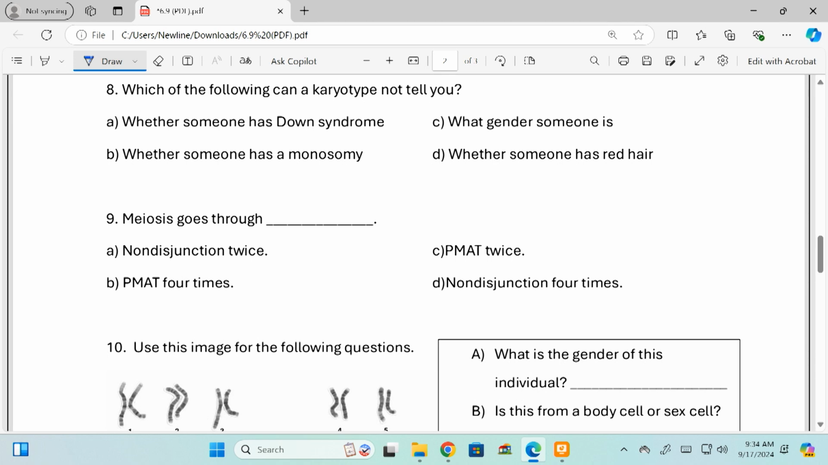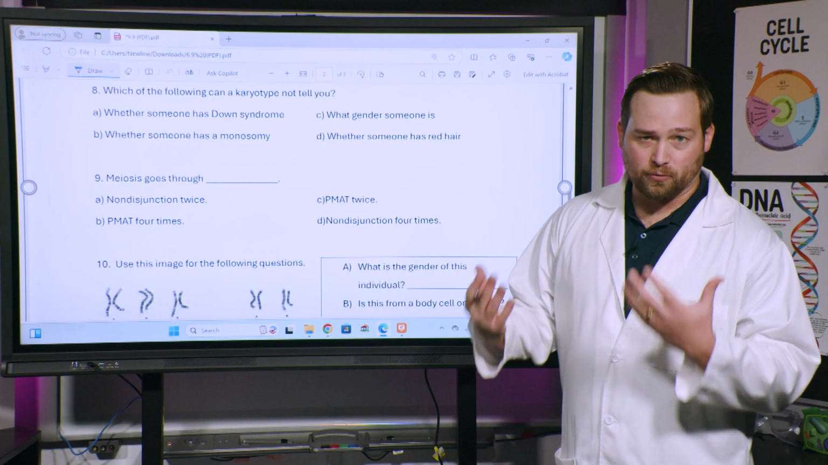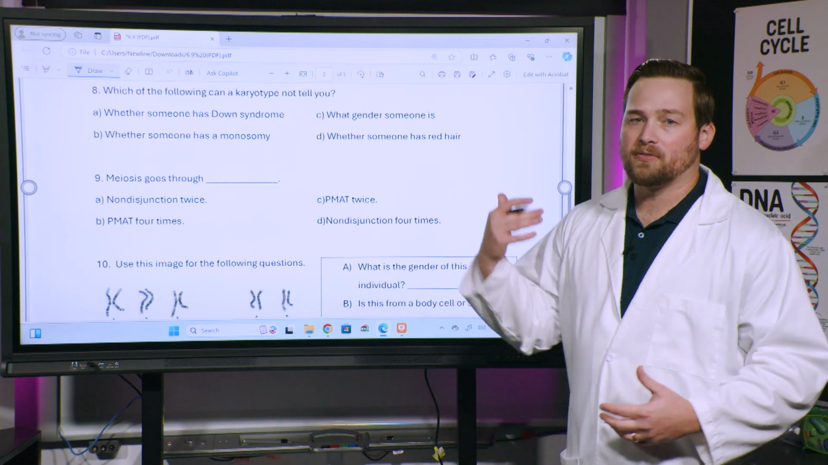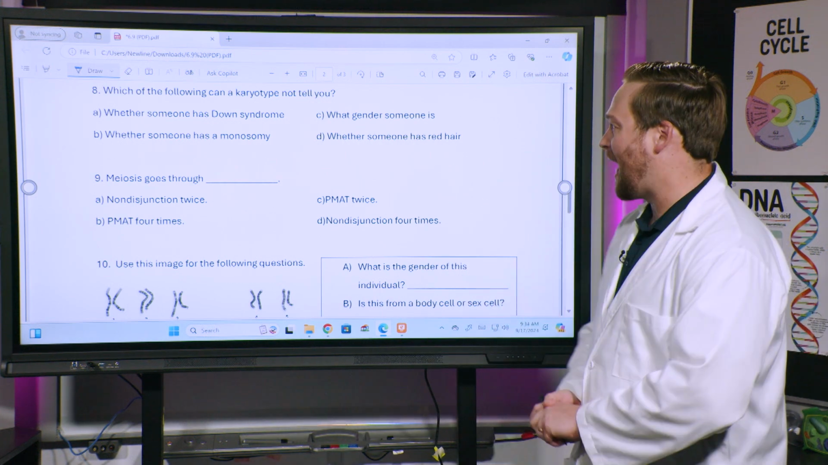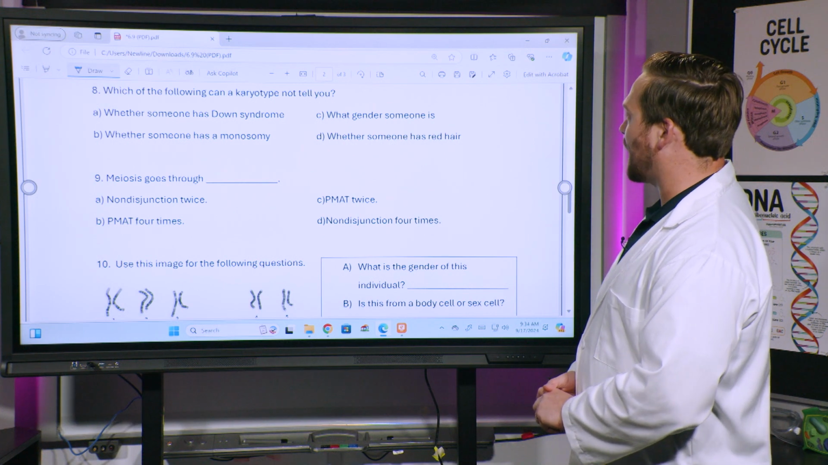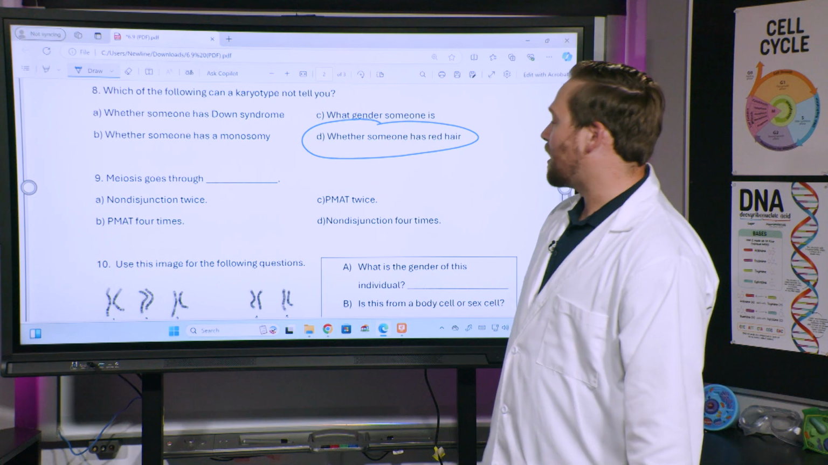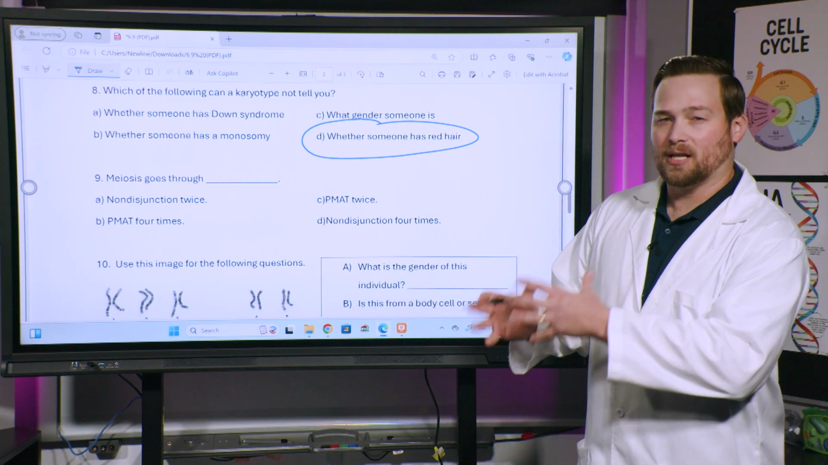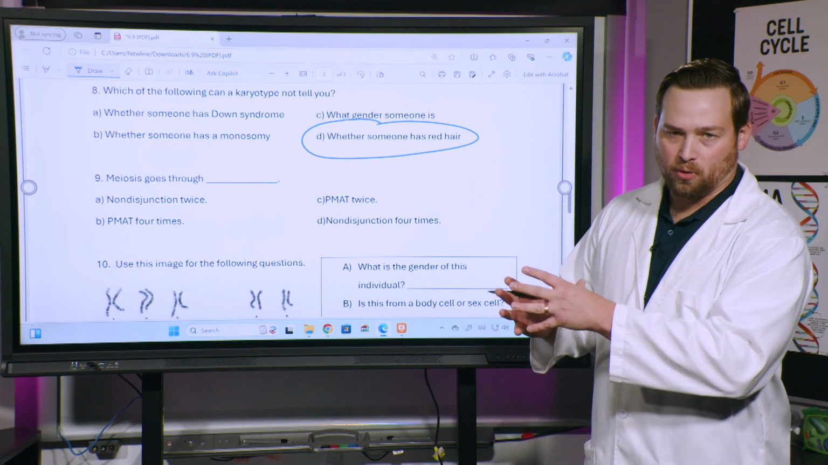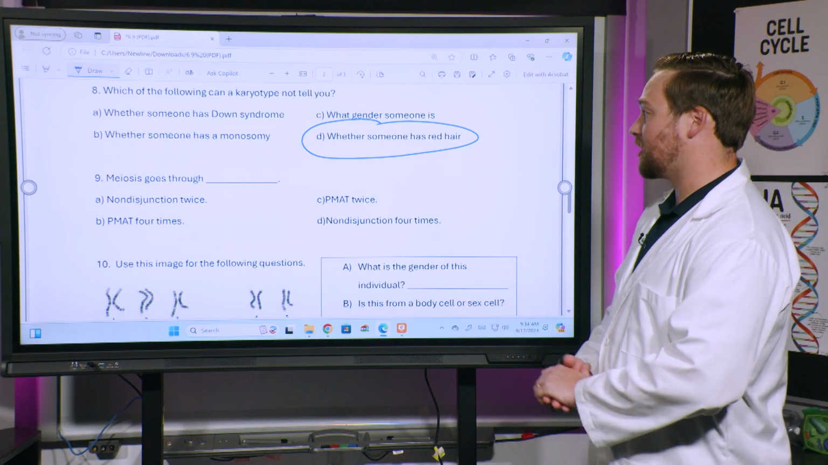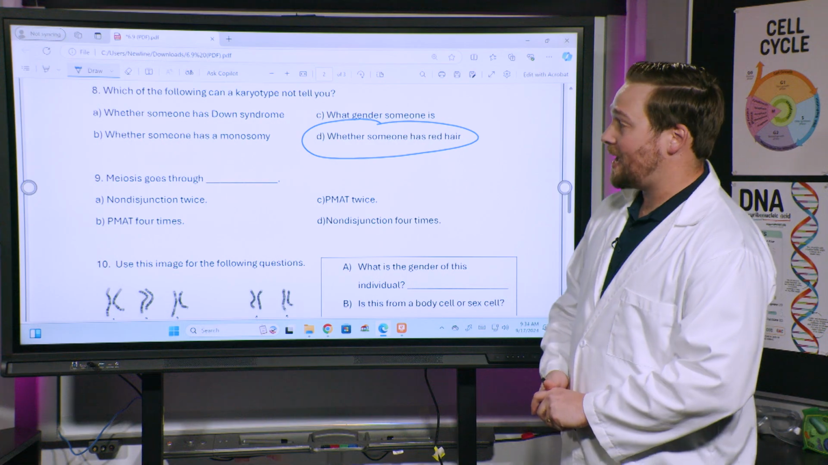8 says, which of the following can a karyotype not tell you? So first of all, let's remember a karyotype is a picture of chromosomes. You can tell things like the gender, how many chromosomes there are, if there's any chromosomal abnormalities. So what can a karyotype not tell you? A karyotype cannot tell you if someone has red hair. Okay? You would have to look down at the gene level and not just the chromosomal level. Okay, so you can't figure out what color someone's hair is by looking at their karyotype. Okay, let's look at 9.